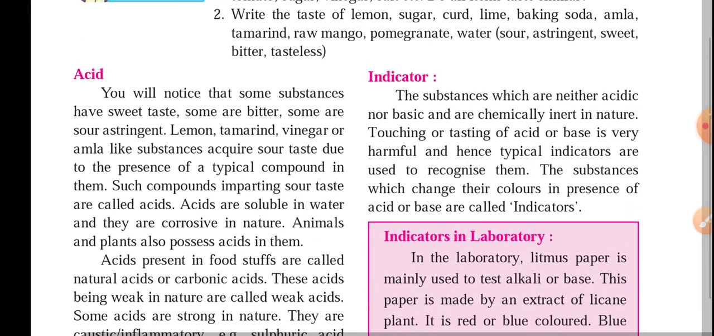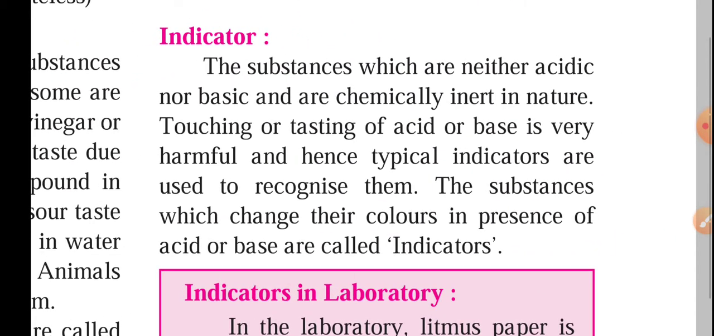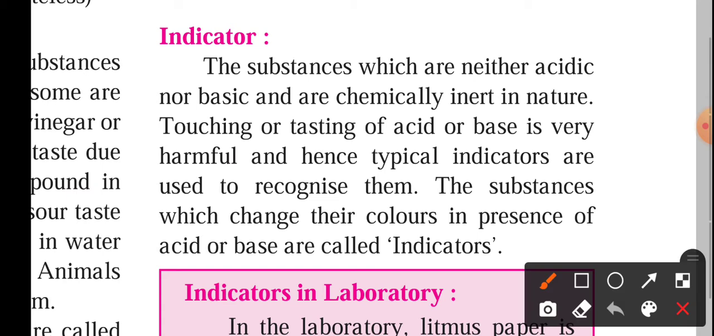Now, if we know that some of the chemicals are acids and some are bases, then how do we identify which one is acid and which one is a base? For that we have a different category of chemicals which is used to distinguish between acids and bases, and they are called indicators. The substances which are neither acidic nor basic and are chemically inert in nature. Touching or tasting of acid or base is very harmful, and hence typical indicators are used to recognize them.